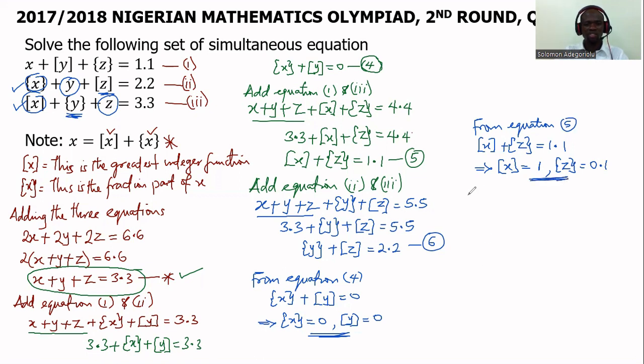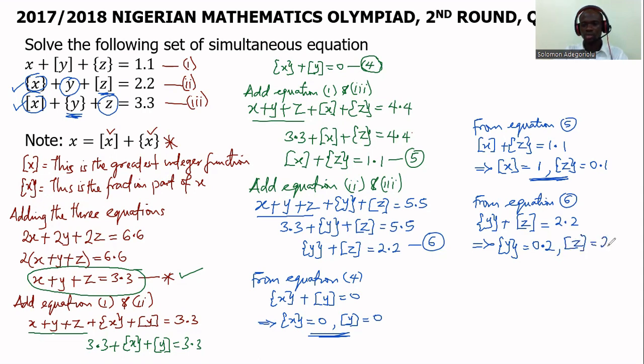Then the last one, from equation 6. What we have there is the fraction part of y, then plus the greatest integer of z, which is equal to 2.2. So this implies that the fraction part of y is going to give us 0.2, and the greatest integer of z is going to give us 2.